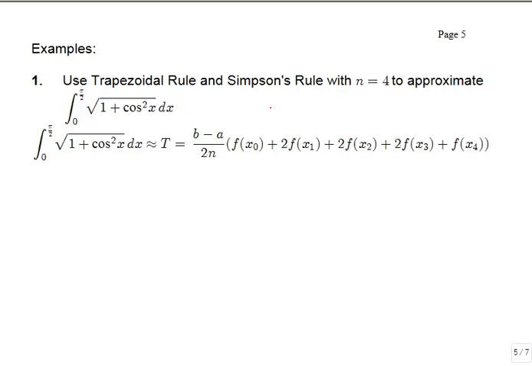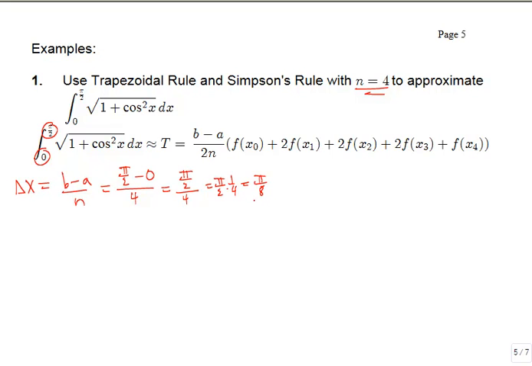So step number 1 is to find your partition points, and to do that we need to find that delta x, that width. And to get delta x, you're using the interval that you're looking at. So this is going to be b minus a over n. So for our problem, the b is pi over 2, the a is 0, and I want n to be 4. So I'm going to chop this into 4 pieces. So this is pi over 2 divided by 4, which is pi over 2 times 1/4, which is pi over 8.